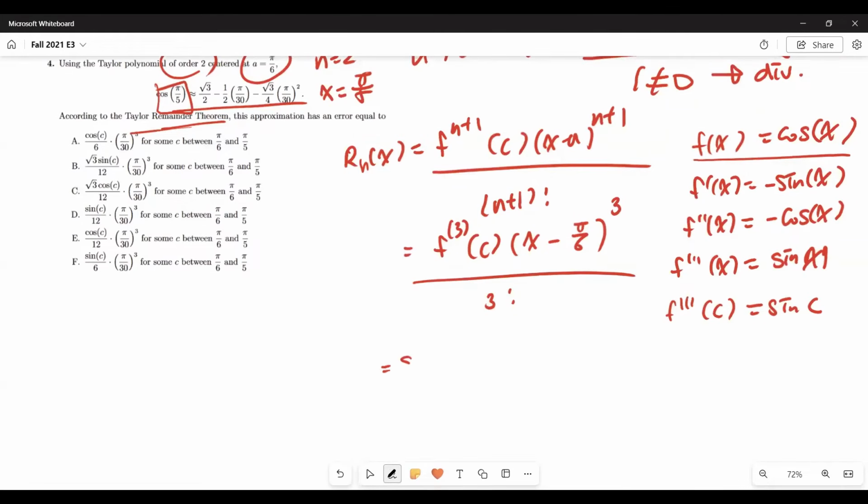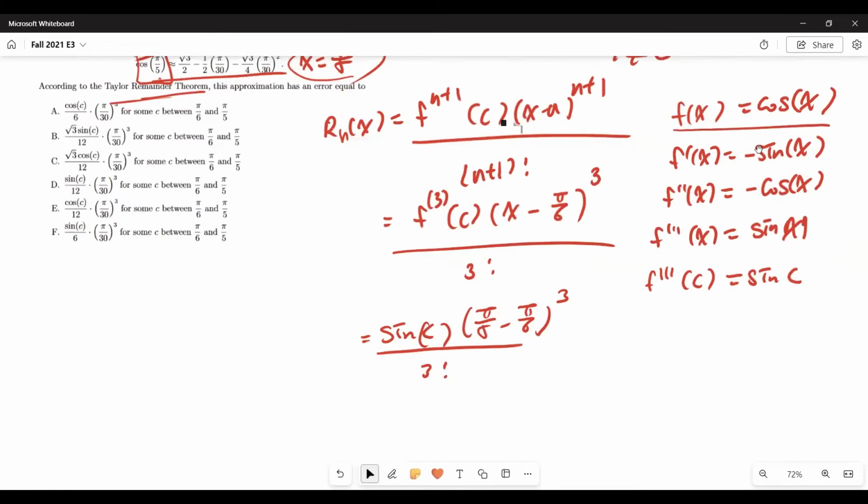So this is going to be sine of c over 3 factorial, and then we said that x is going to be pi over 5 because that's what they're given. So pi over 5 minus pi over 6 to the third power. Okay, so this is going to be sine c over 3 factorial, which is 3 times 2 times 1, times pi over 5 minus pi over 6 to the cube.